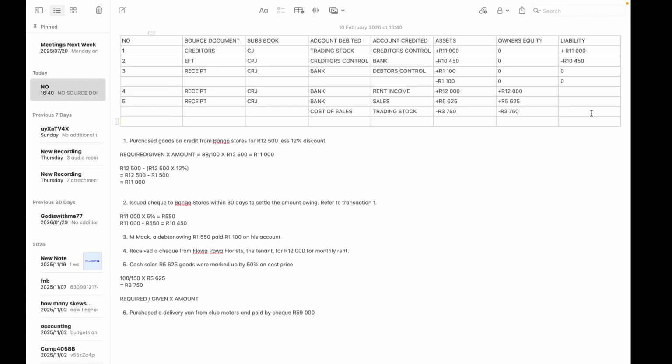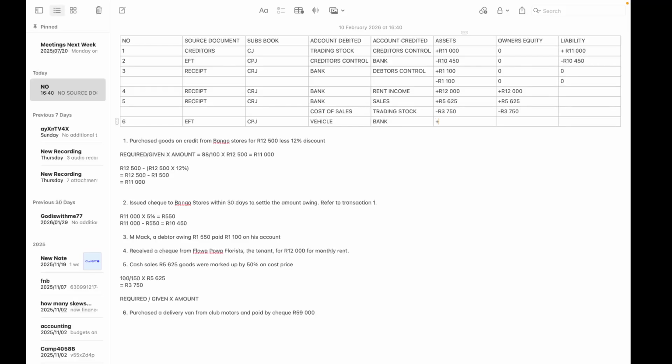So what are we going to do here? It's going to be number 6, because we're making a payment, right? It's going to be EFT, and then it's going to be CPJ. What is going to be debited? We are buying a delivery van, and a delivery van is an asset. An asset increases on the debit side, so we're going to come here and write vehicle. And then the account that is credited is going to be bank, because we paid by check 59,000.